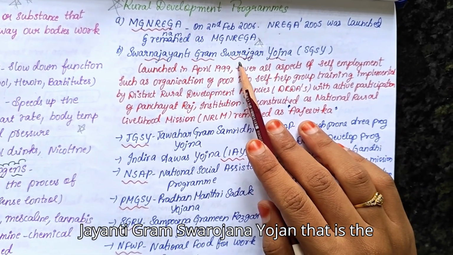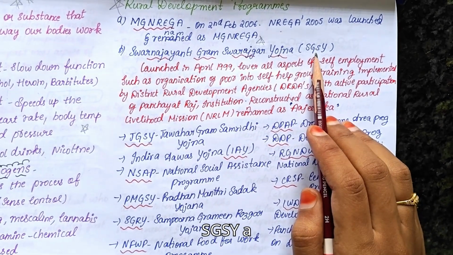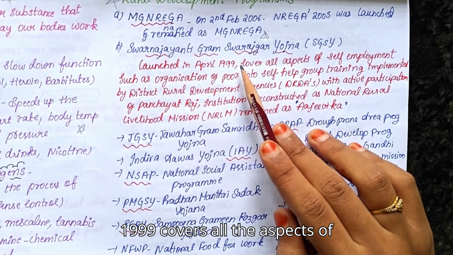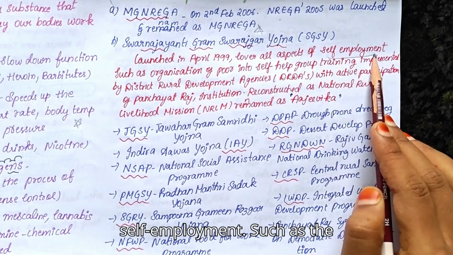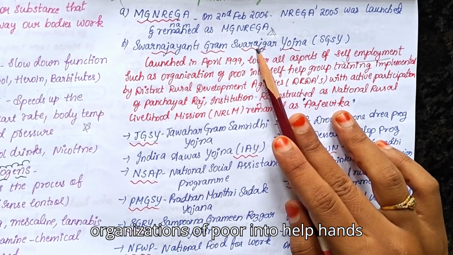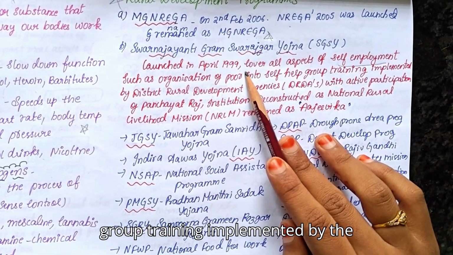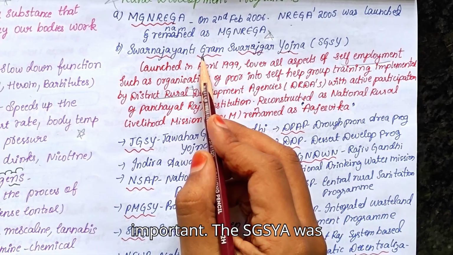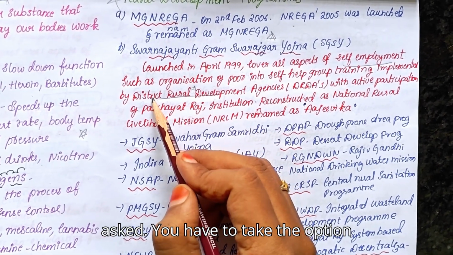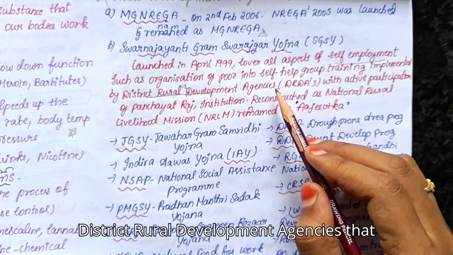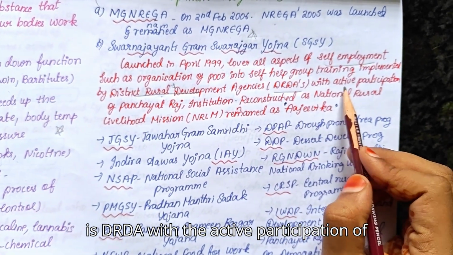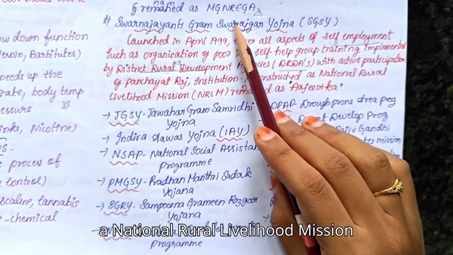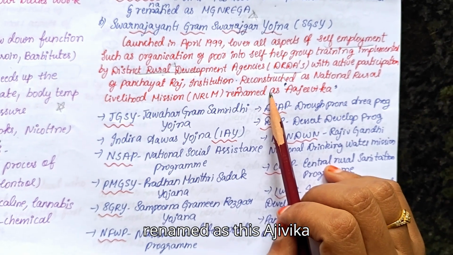Next is Swarna Jayanti Gram Swarozgar Yojana, that is SGSY, a very important one. Launched in April 1999, it covers all the aspects of self-employment, such as organization of the poor into self-help groups and training, implemented by the district rural development agencies. This is also very important. The SGSY was implemented by, the question will be asked, you have to tick the option, District Rural Development Agencies, that is DRDAs, with the active participation of Panchayati Raj Institutions. Reconstructed as the National Rural Livelihood Mission, renamed as Aajeevika.